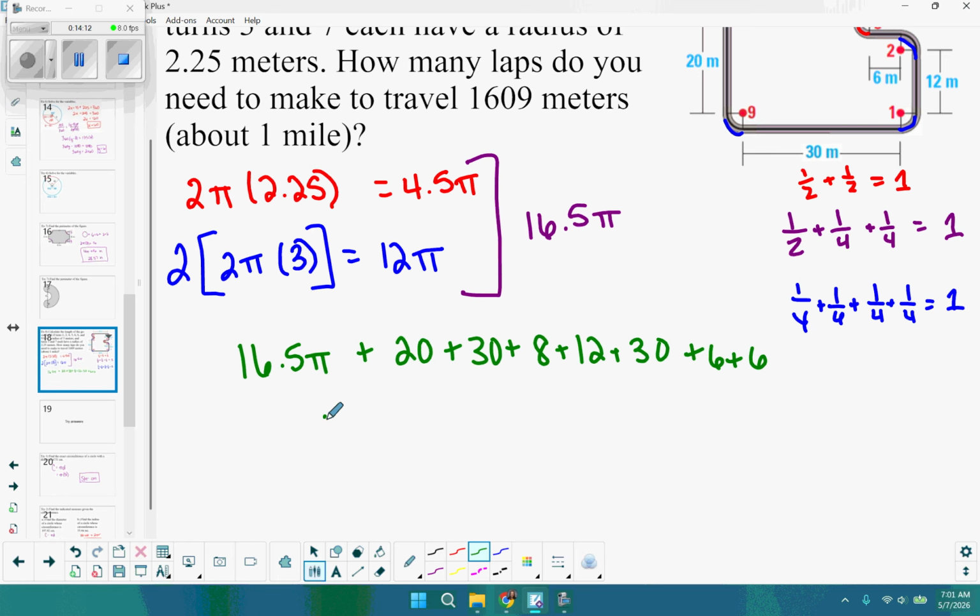So each lap is about 163.84 meters. If we want to travel 1,609 meters, I can divide 1609 by my answer. So it takes 9.82 laps. So I'm going to say we'll have to travel the full 10 laps if we want to at least hit that, because we're not going to stop in that lap there, unless you crash. I guess you can.